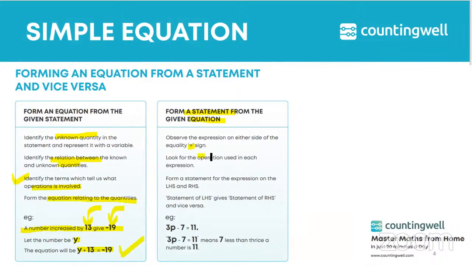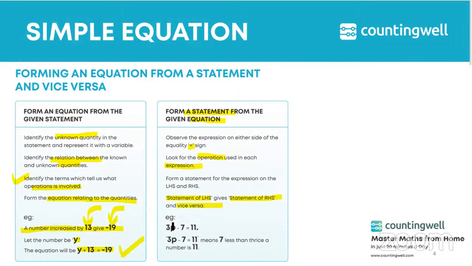Then you have to look for the operation used in each expression. Whatever terms we have on our LHS will be one expression and terms involved on RHS will be another expression. Then you have to identify the operation, whether addition is used or subtraction. Then you have to form a statement for the expression on the LHS and RHS. So you can write that as statement of LHS gives statement of RHS and vice versa.